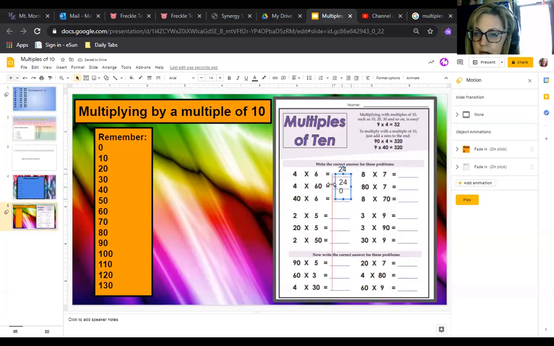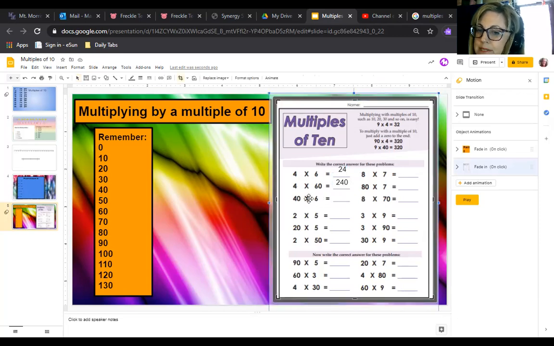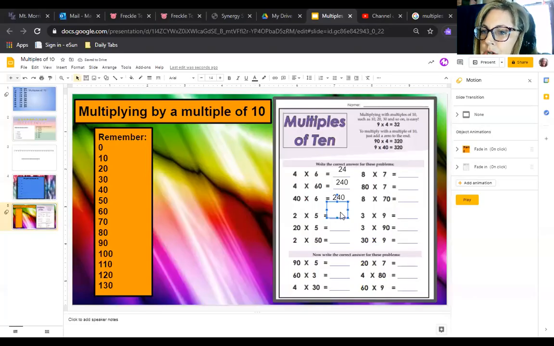Make that a little bit bigger. All right, so if we know that 4 times 6 tens, or 4 times 60 equals 240, then we also know that 40 times 6 also equals 240. So let's take a look at the next one.